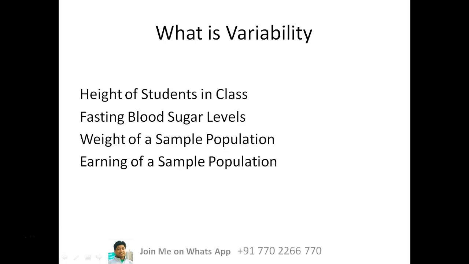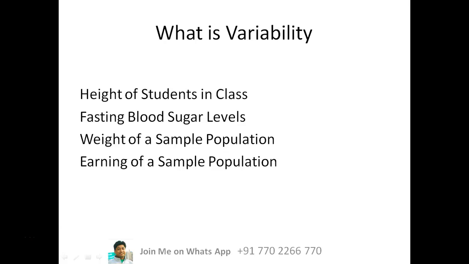Let's see any set of data which you can get: height of students in a class, fasting blood sugar levels, weight of a sample population, earning of a sample population, any kind of data. Each individual data will not be the same, so the data will differ, but they will fall into some range. To get an understanding of that range is basically what variability is.